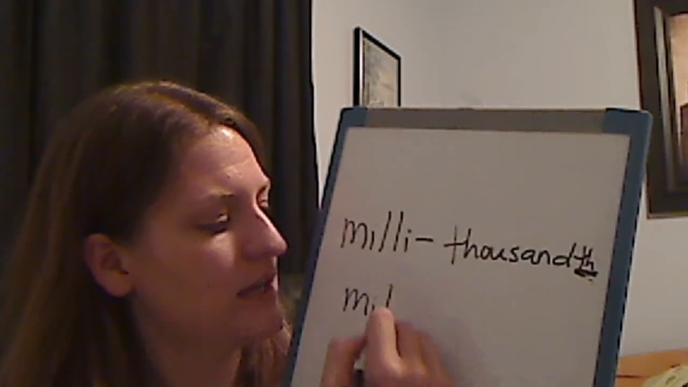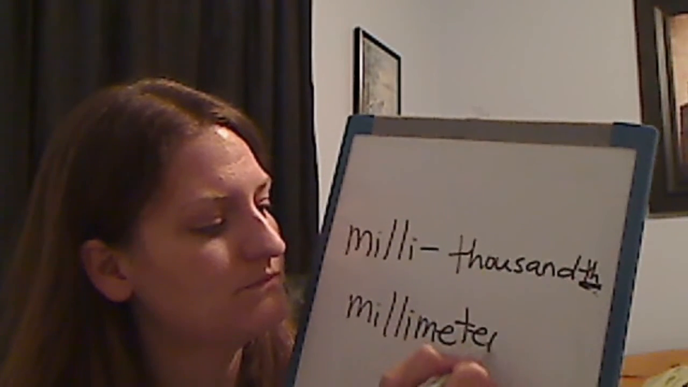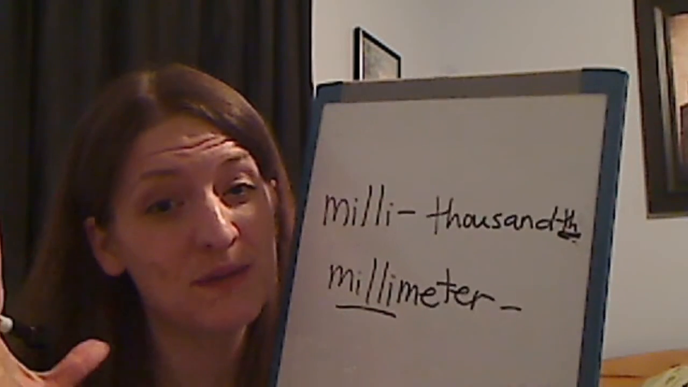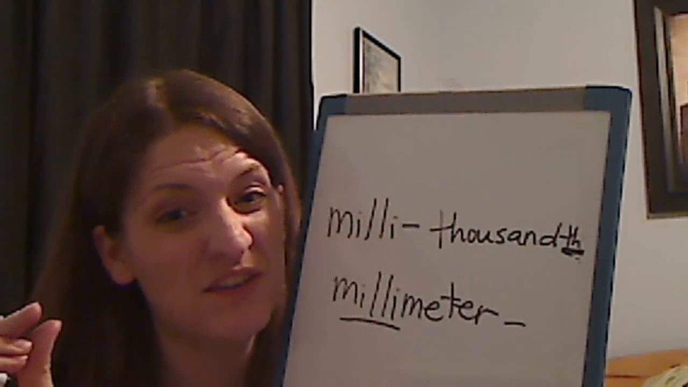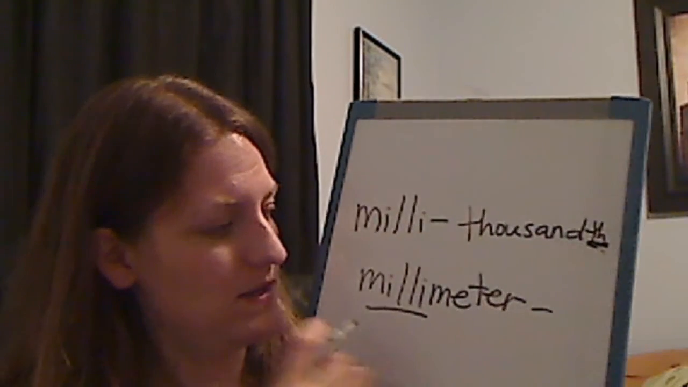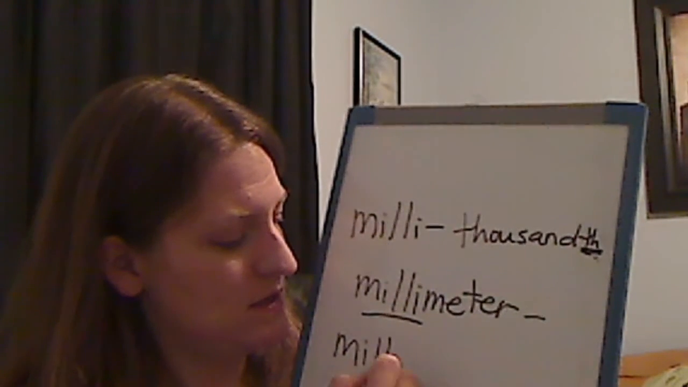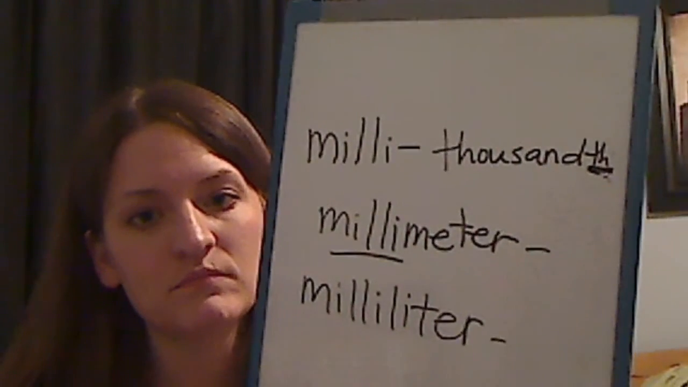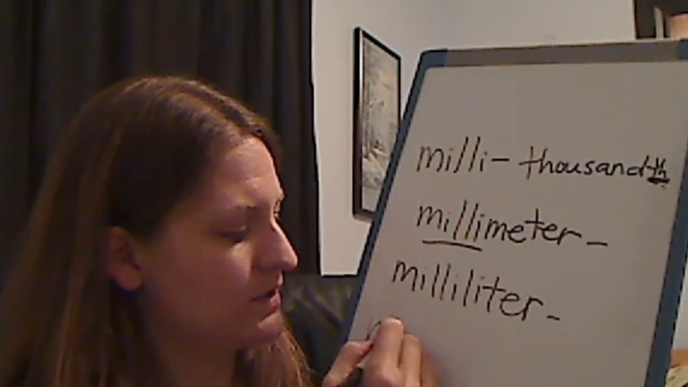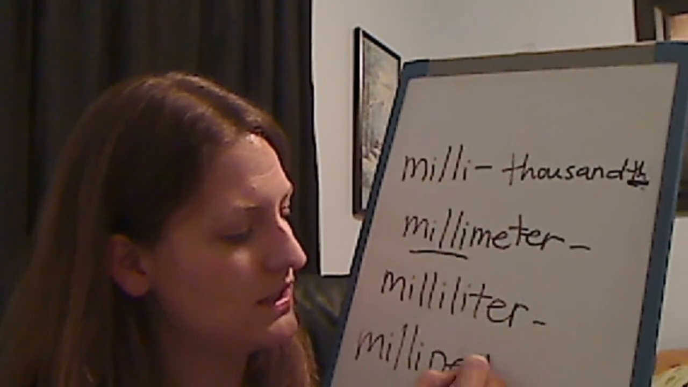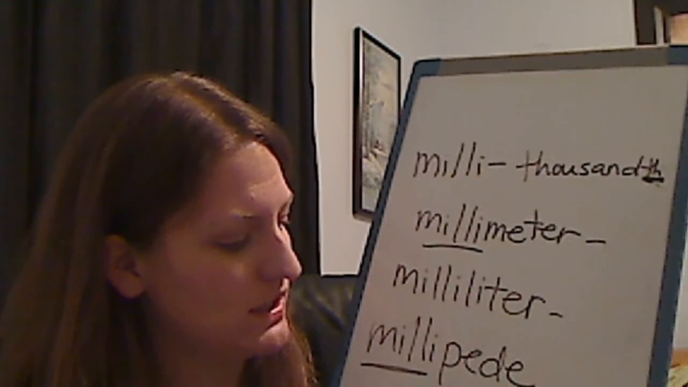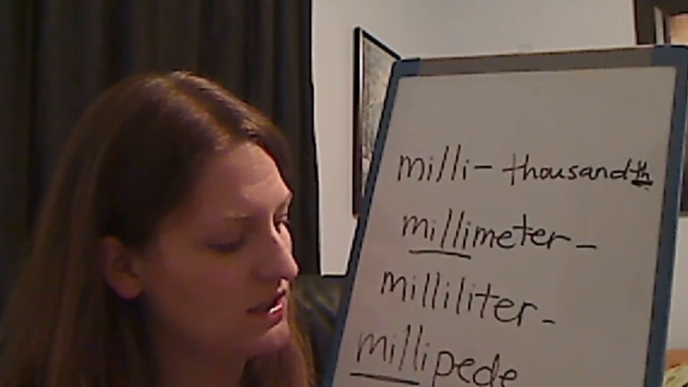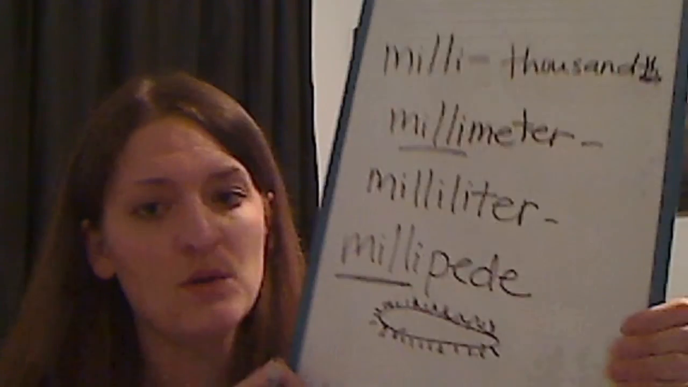So you see it in words like millimeter, which is 1,000th of a meter. So imagine your big meter stick, just 1 tiny little 1,000th of that. You'll see milliliter, and that's 1,000th of a liter. How many of you have ever seen this word? Millipede. That's your bug here with 1,000. Mrs. Wilson doesn't have time to draw 1,000, but you get the idea. They have 1,000 little legs.